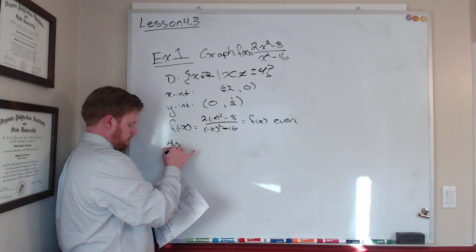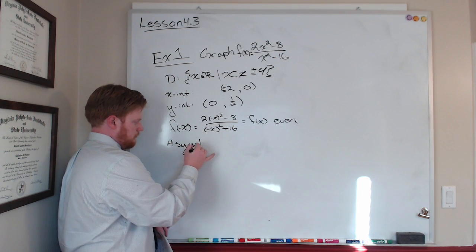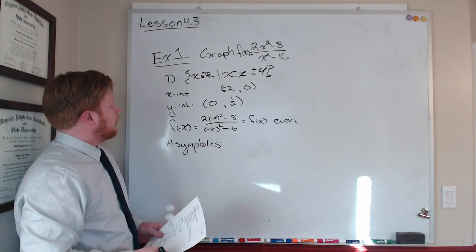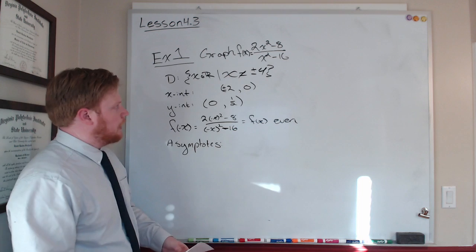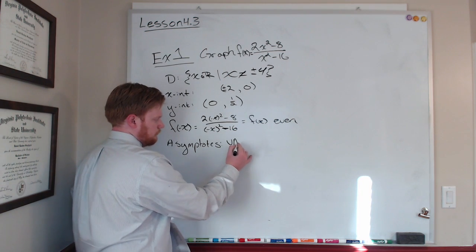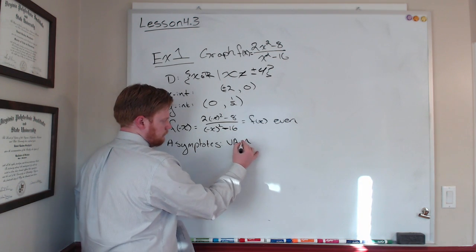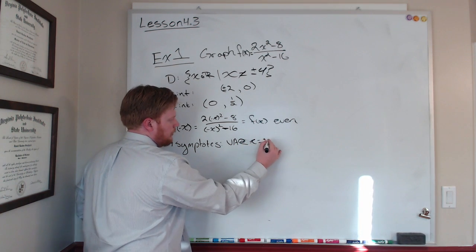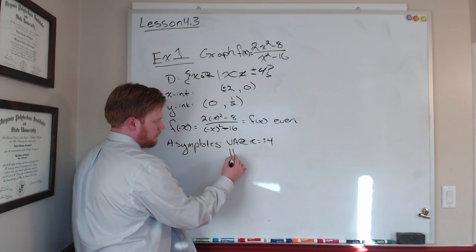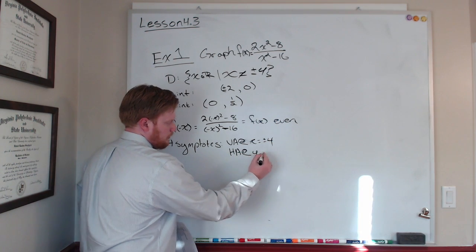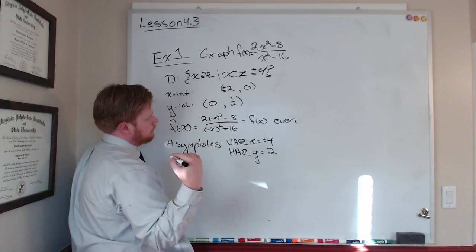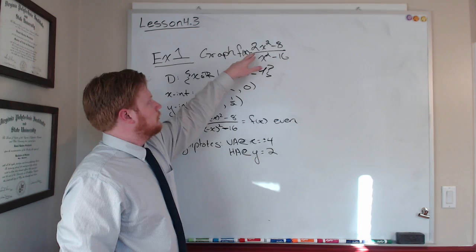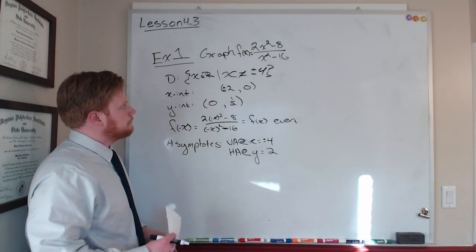Asymptotes. All right. Well, the domain tells me something about some vertical asymptotes, let's say at x equals plus or minus 4. And I have a horizontal asymptote at y equals 2. Horizontal asymptote, y equals 2. Degrees are the same. Okay.